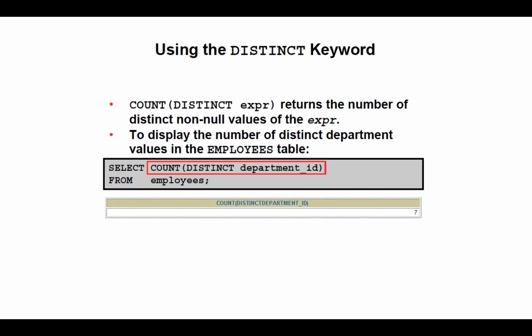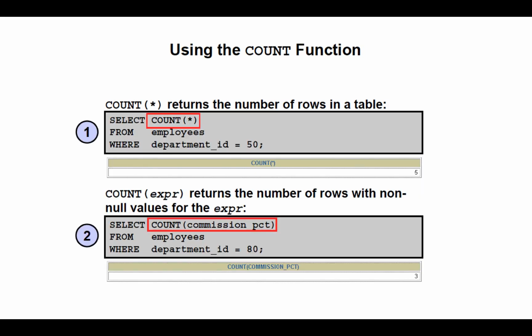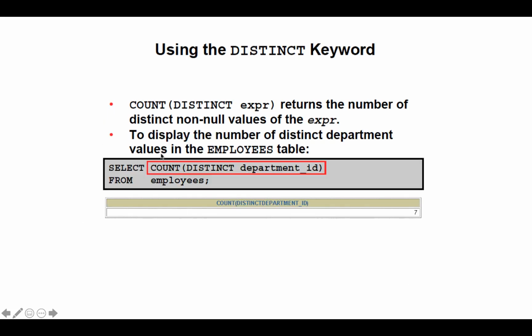And as I told you, by default, the select statement, the queries will give me duplicates. If I use distinct expression, then it will return the number of distinct non-null values of the expression. Okay? So not only the number, but also the number of the ones that are distinct from employee. So it's showing me select count distinct department ID from employees.